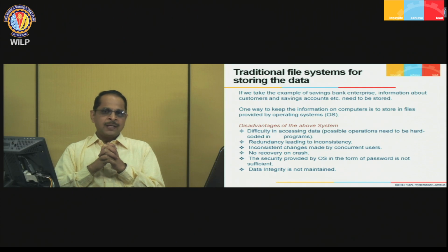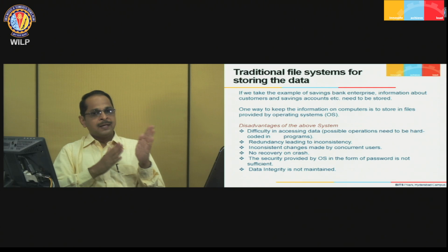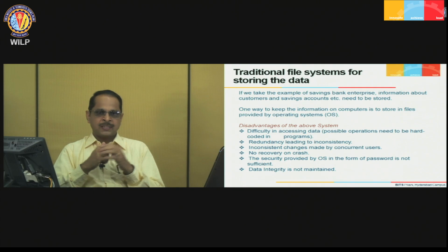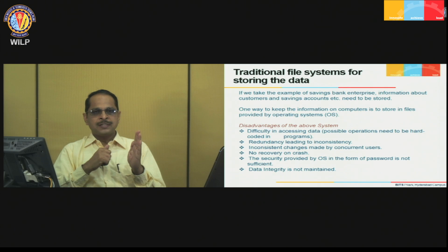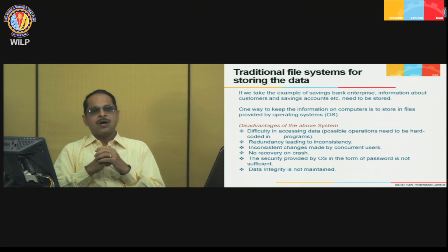Then data integrity is not maintained. What does integrity mean? Inconsistency and integrity are 2 important concepts in database systems. Inconsistency talks about revealing the same fact at multiple places about the same entity. Integrity is always maintaining correct data in the database.